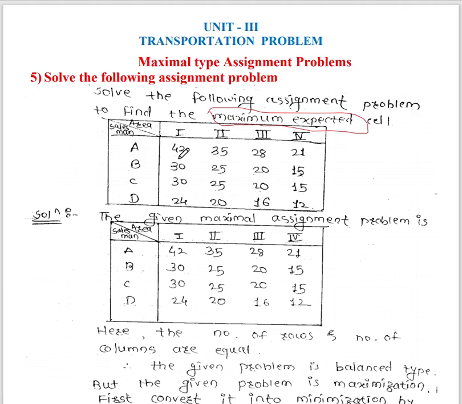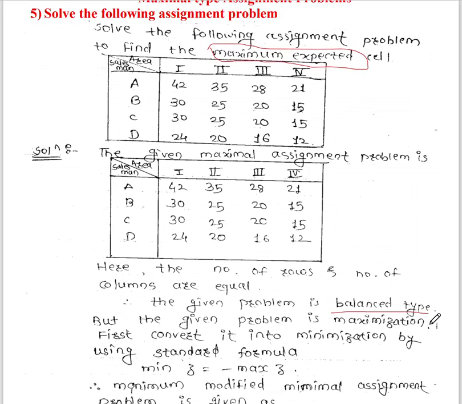Now we will see the solution of this problem. So what is the first step? Write down the given problem. The given maximal assignment problem is, so write down this table as it is. Now we will check the second step. We check whether the given problem is balanced type or unbalanced type. If the number of rows is equal to the number of columns, then we can say that the problem is balanced type. If you observe here, the number of rows 1, 2, 3, 4 and the number of columns 1, 2, 3, 4 are both equal, so hence we can say that this is a balanced type problem.